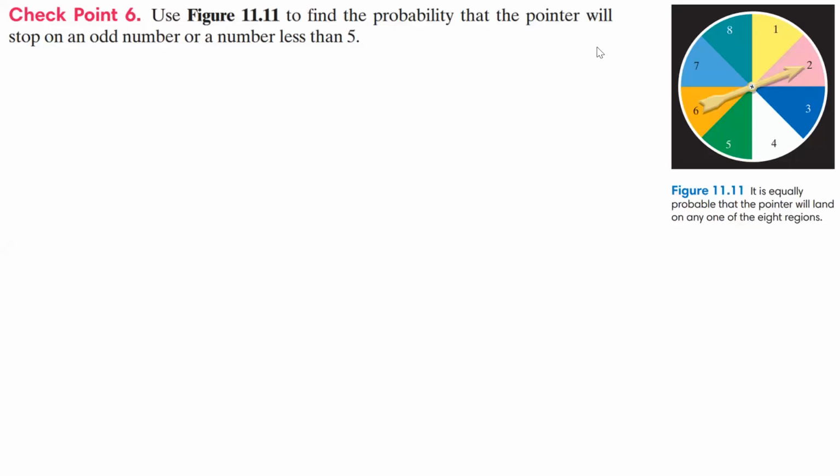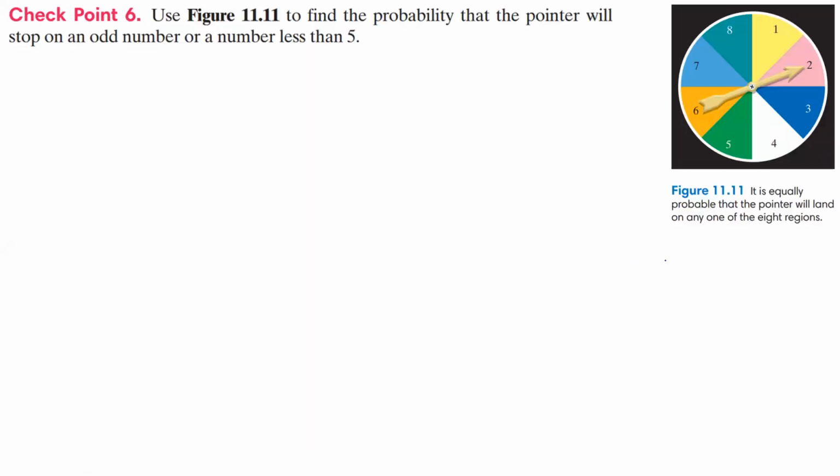All right, so here we're going to use this figure on the right, and we're going to find the probability the pointer will stop on an odd number or a number less than 5. So let's come over here and think about this and what we have.